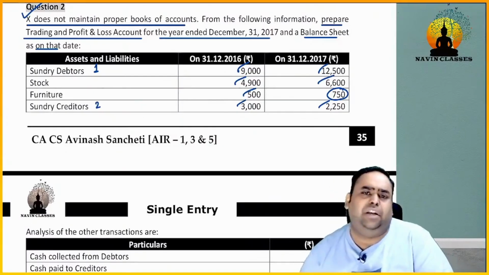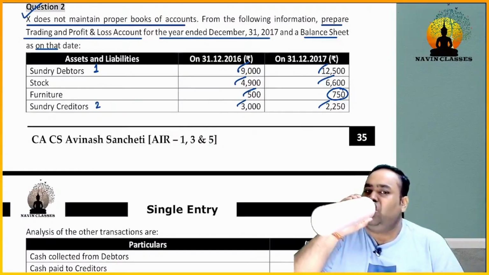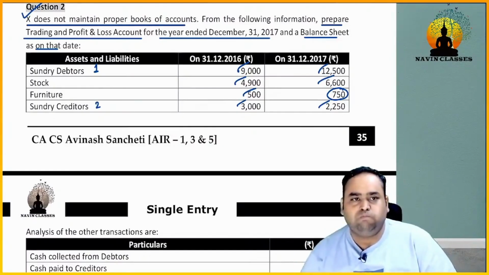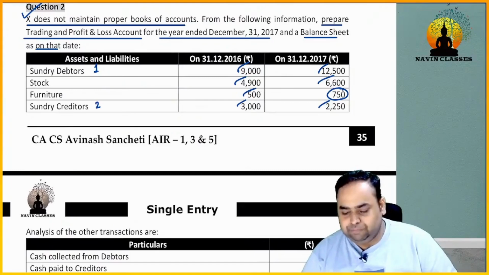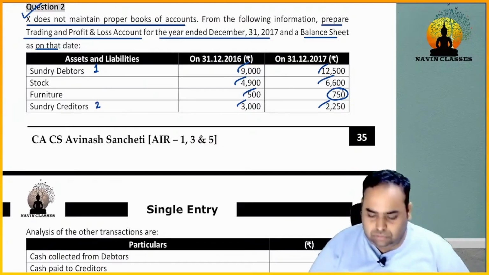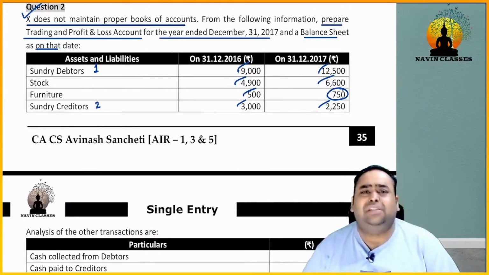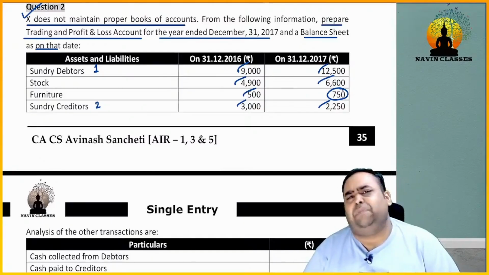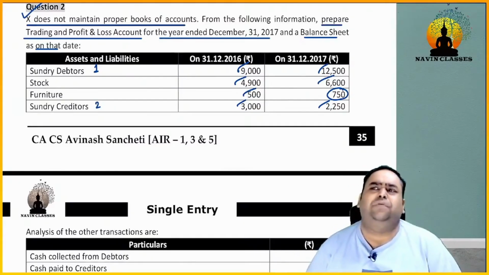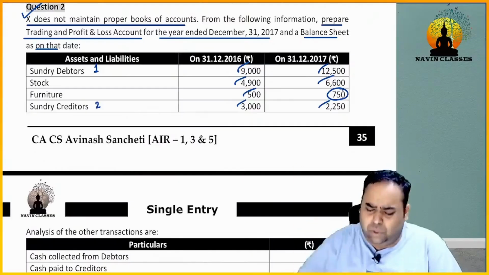Opening is 500. Closing is 750. What might have happened to furniture? Pay attention now. The furniture is purchased but depreciation is not given. Purchases would have been for 250. If not, then how will furniture increase? Furniture cannot just create itself. A new furniture must have been purchased.